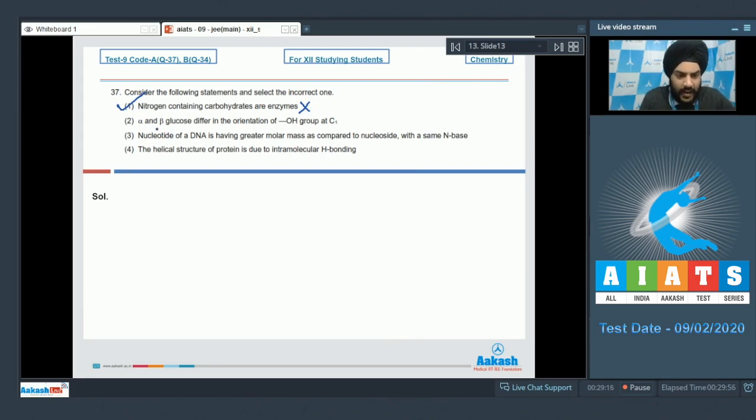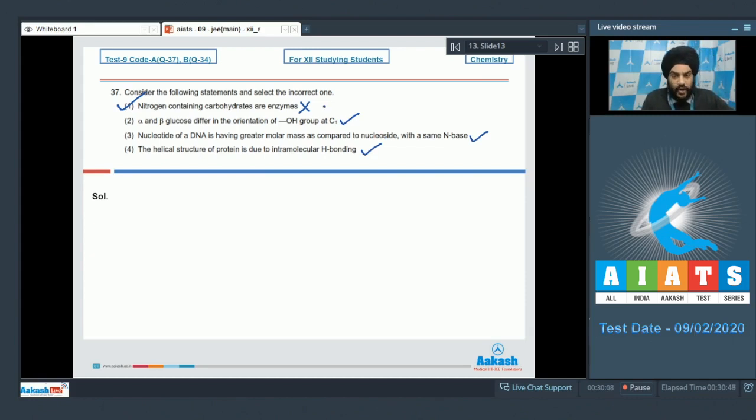If we talk about statement 2 now, alpha and beta glucose differ in the orientation of OH at C1. So this is the correct statement, students. If we talk about this third statement now, nucleotide of a DNA is having greater molar mass as compared to nucleoside with the same N base. So this is the correct statement, students. The nucleotide is formed from the nucleoside and it contains a phosphodiester linkage, so obviously it is going to have a greater molar mass. If we talk about option 4 now, the helical structure of protein is due to intramolecular H bonding, so this is a correct statement, students.